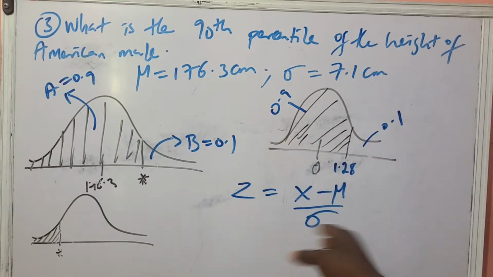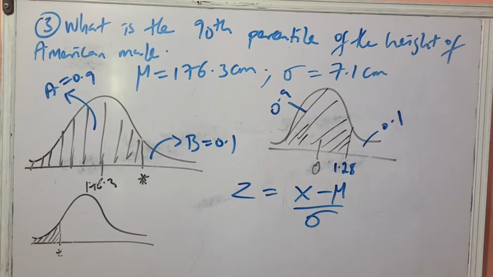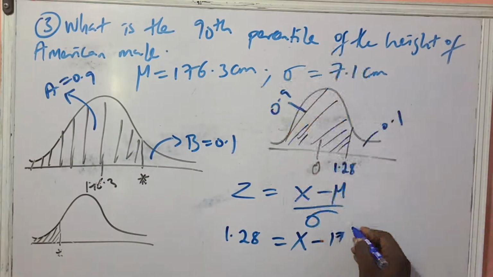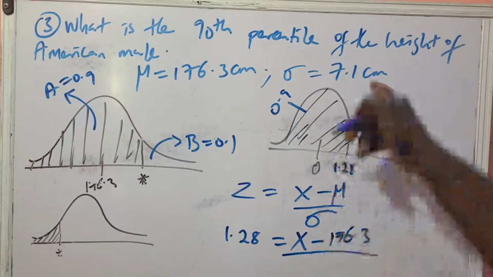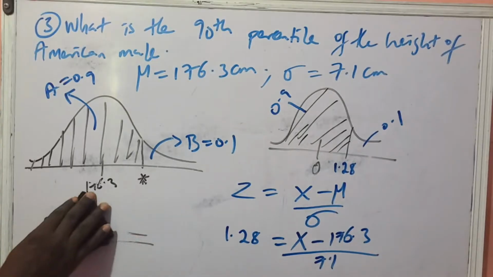Now, since we know that we get our z-score this way, we have our z-score but we don't know our x-score. We can use our z-score to find our corresponding x-score. So this is the z-score now, 1.28. So we say 1.28 equals x minus, we know our mean, our mean is 176.3. We know our standard deviation, which is 7.1. So this is how you're going to solve for the x value.